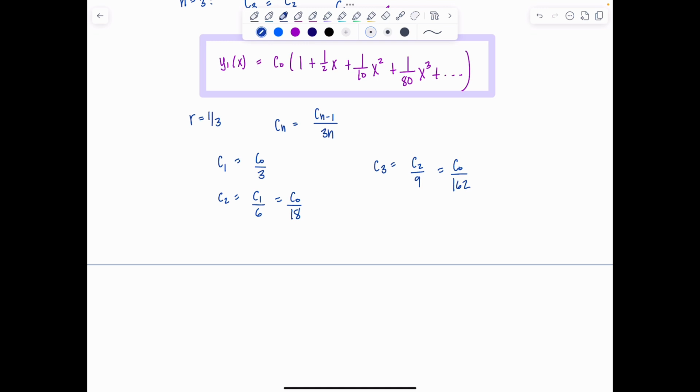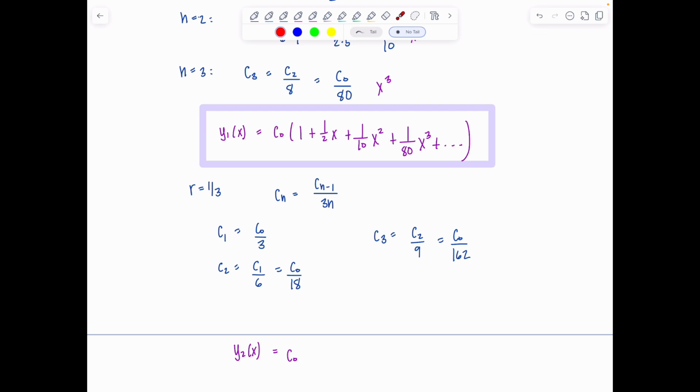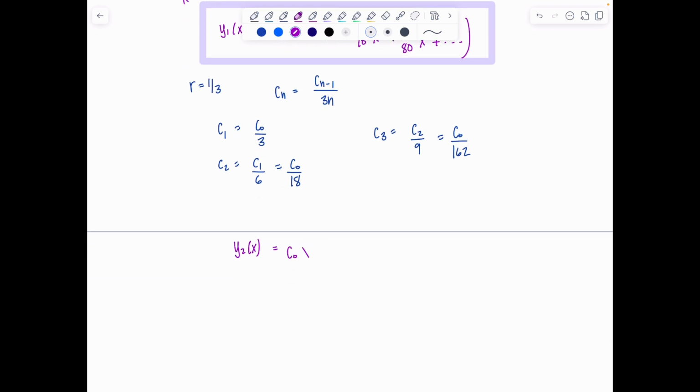Let's put it together. This one is y2 of x. Here's where we're going to have to rename stuff, because they both have C naught. Oh, I didn't have to worry about anything in the front. I was negligent. We have x to the r, and x to the 0 is just 1 in this case. But in this case, r is 1/3. So we have x to the 1/3, and then we'll have times 1 plus 1/3 x, because remember this goes with x to the first, x squared, x cubed. So plus 1/18 x squared plus 1 over 162 x cubed plus infinitely many more terms.